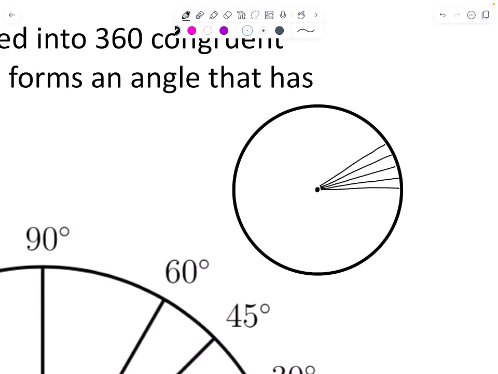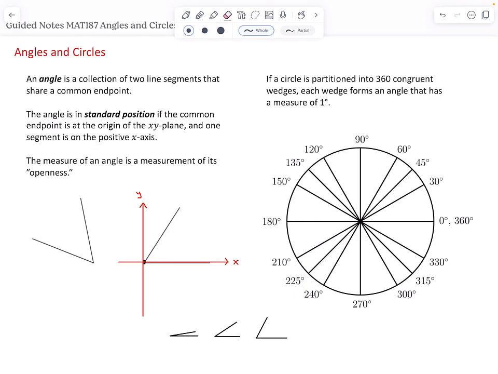I've drawn 4 slices, but these are not to scale because we would need to fit 360 of them around the entire circle. But if you focus on just one of them, these two line segments form an angle whose openness is said to have a measurement of 1 degree. So this circle is illustrating the 360 degrees it would take to rotate entirely around a circle.